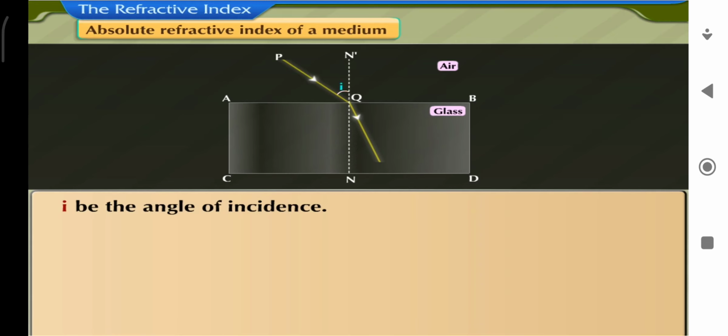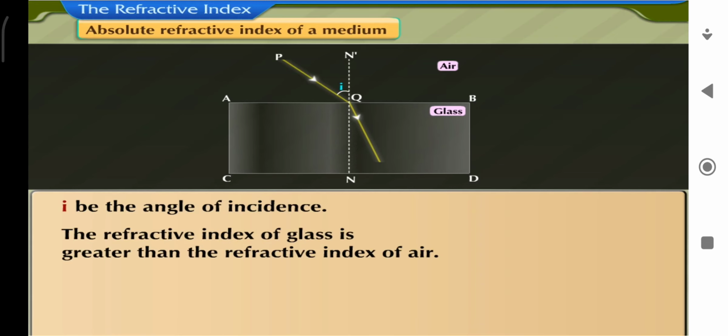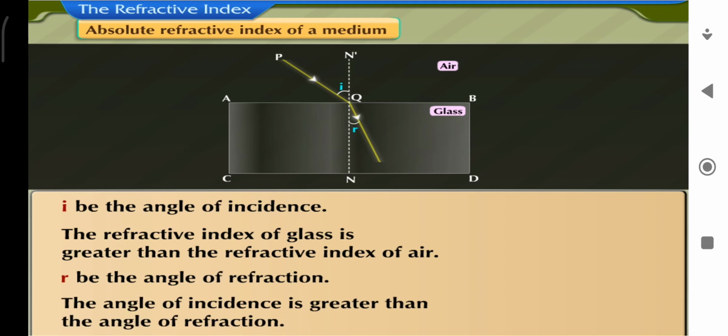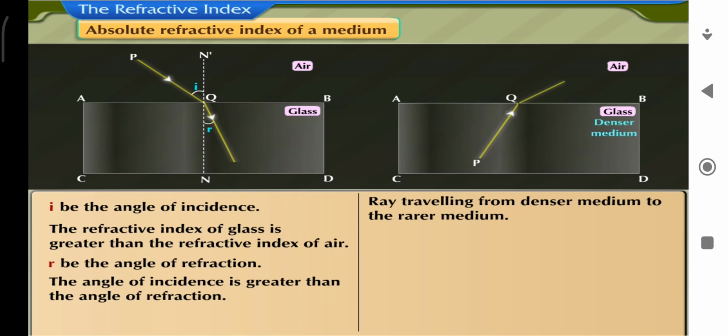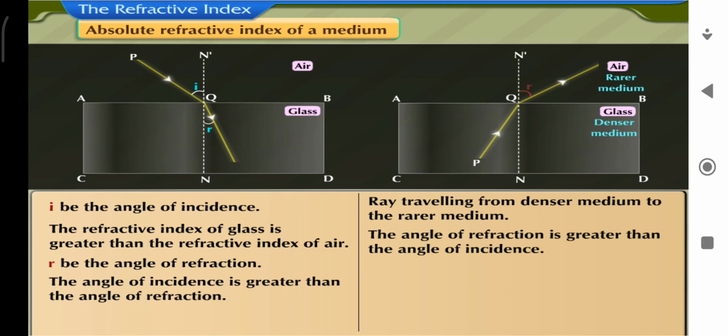Let I be the angle of incidence. Here, the refractive index of glass is greater than the refractive index of air. We know that the greater the value of refractive index, the more is the bending of the refracted ray towards the normal. Let R be the angle of refraction. In this case, the angle of incidence is greater than the angle of refraction. For a ray traveling from denser medium to the rarer medium, the speed of light increases and the ray bends away from the normal. Here, the angle of refraction is greater than the angle of incidence.